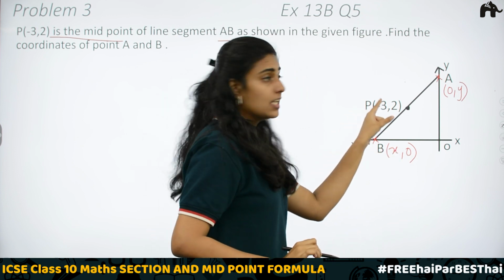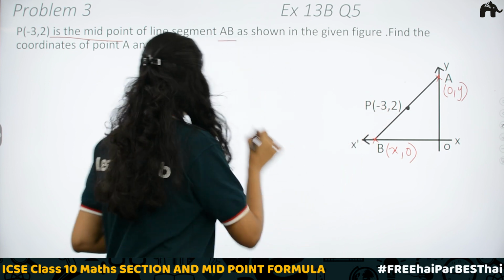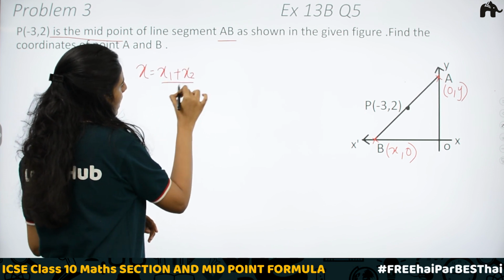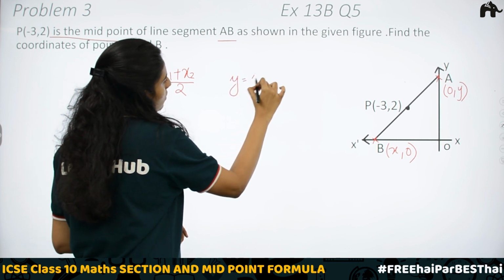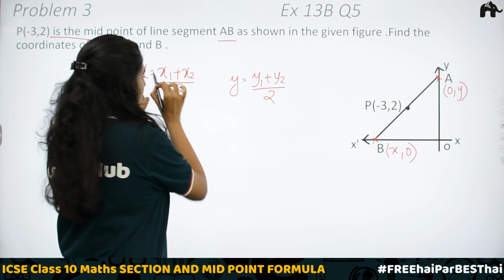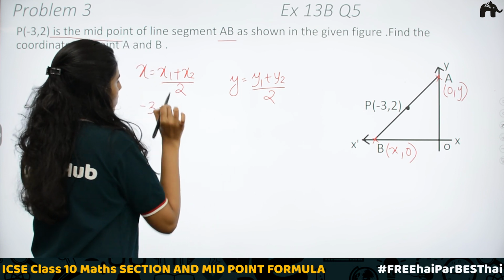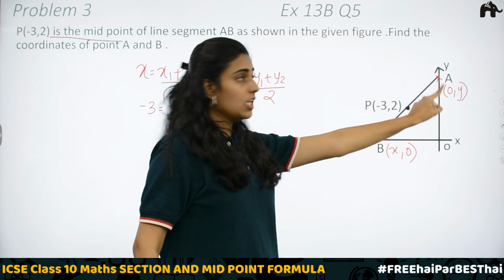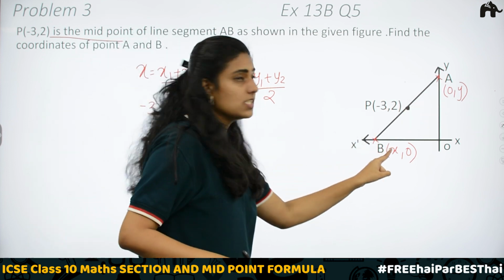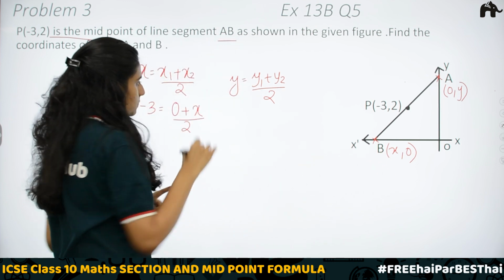We have the coordinates of point P, x, y, minus 3, 2. According to midpoint formula, we have x is equal to x1 plus x2 divided by 2 and y is equal to y1 plus y2 divided by 2. Yes, here what is x? X is the coordinate of midpoint P, that is minus 3 equal to x1. x1 is the x coordinate of point A, that is 0 plus x2. x2 is the x coordinate of point B, which is x divided by 2.